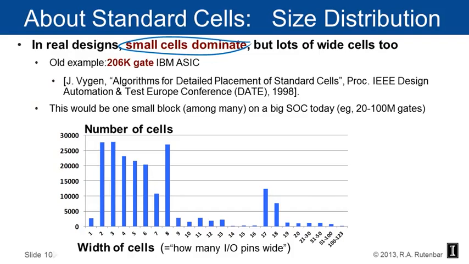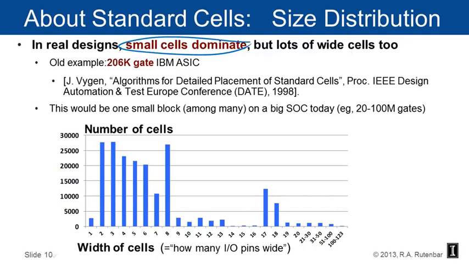But how many cells are 2 pins wide? Oh, something like 27,000. 3 pins wide, maybe 27,000. 4, 5, 6 pins wide, a few more than 20,000. 7 pins wide, only 10,000. 8 pins wide, again, 25,000. That's a nice round number. 9, 10, 11, 12, 13, 14 pins wide, just a couple thousand, but then an interesting bump around 17 and 18 pins wide, more than 10,000 cells, and then down in the noise.